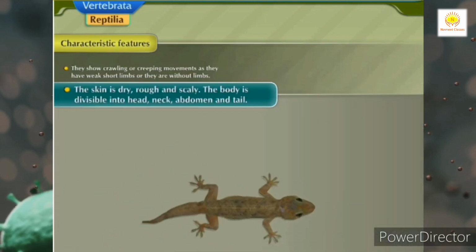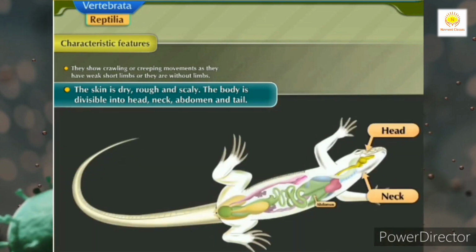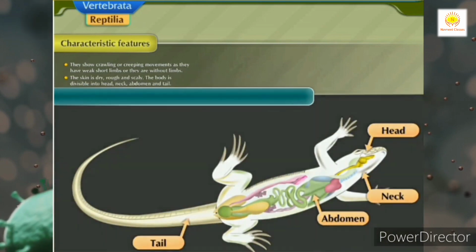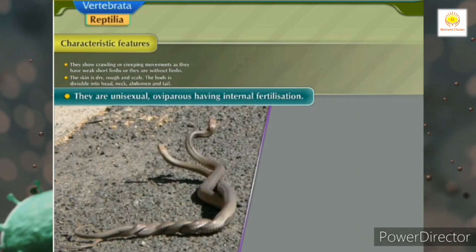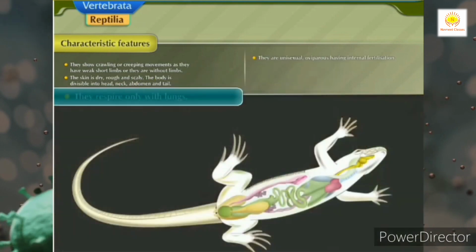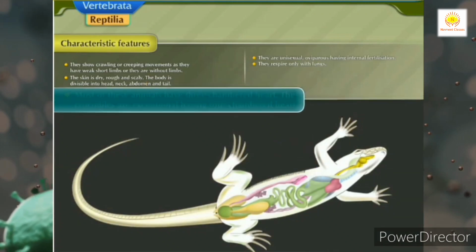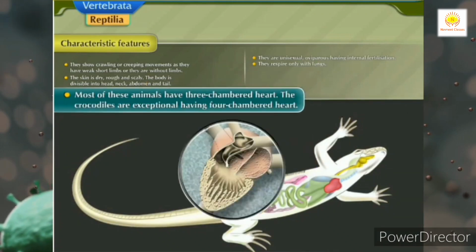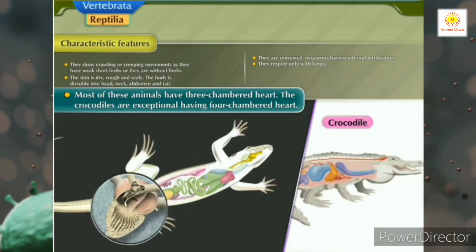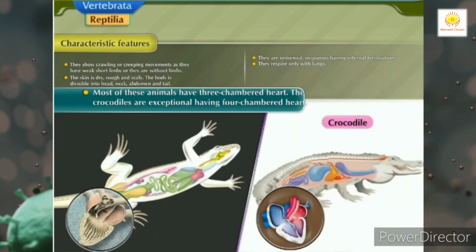The skin is dry, rough and scaly. The body is divisible into head, neck, abdomen and tail. They are unisexual, oviparous, having internal fertilization. They respire only with lungs. Most of these animals have a three-chambered heart. The crocodiles are exceptional, having a four-chambered heart.